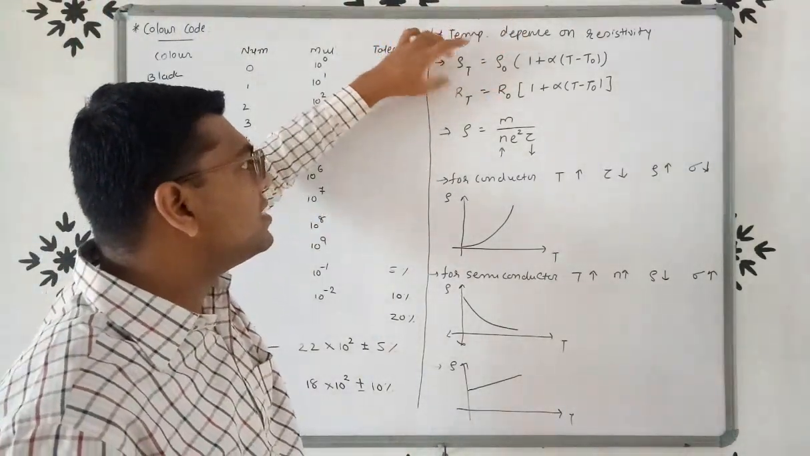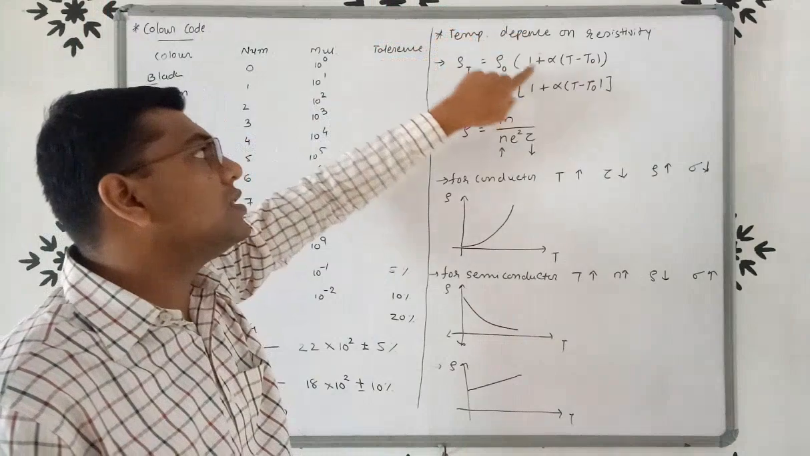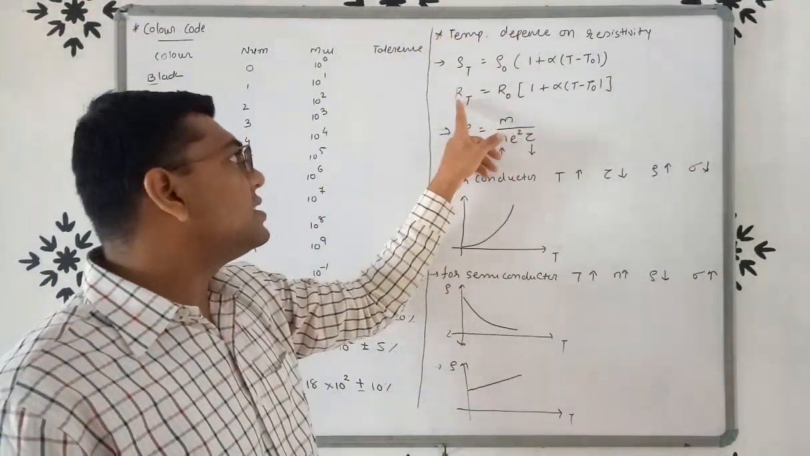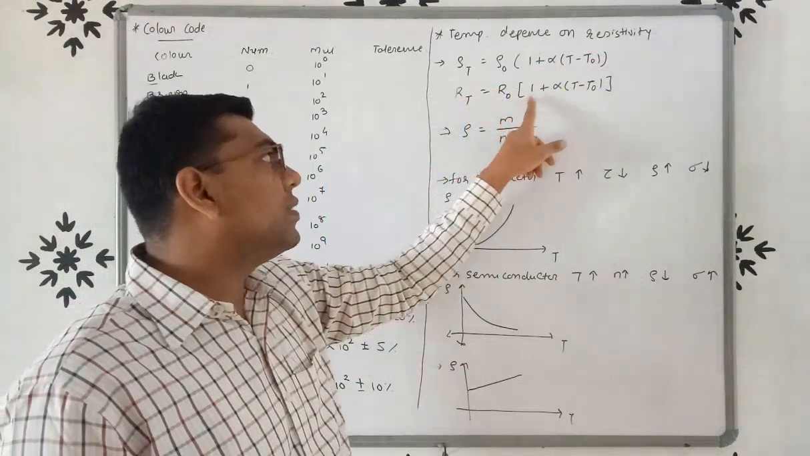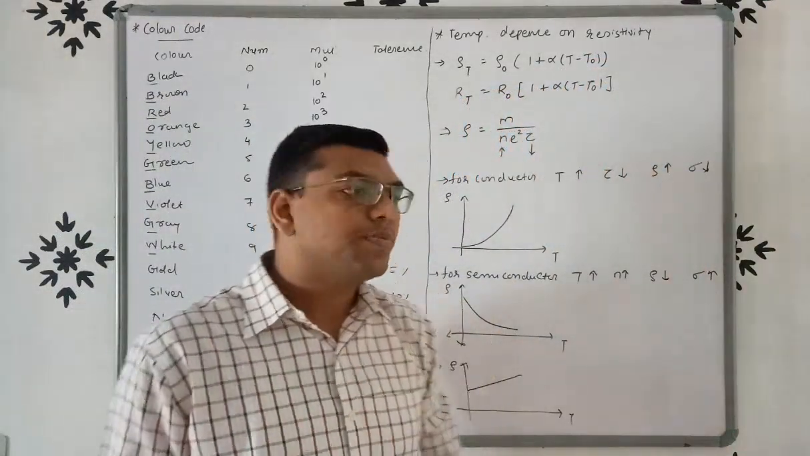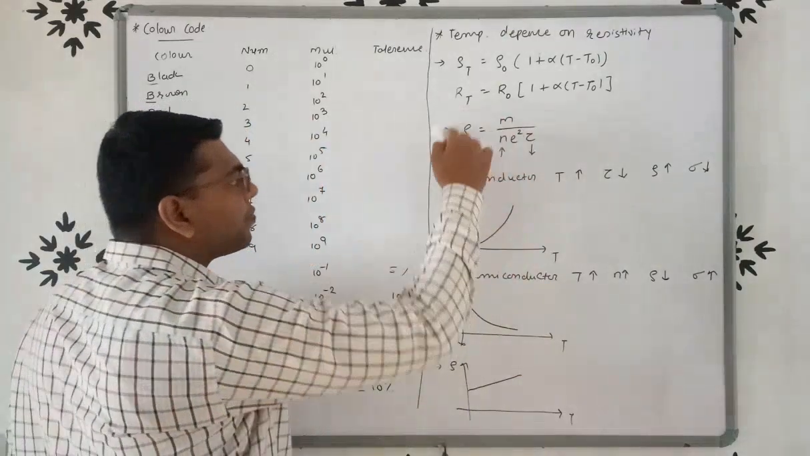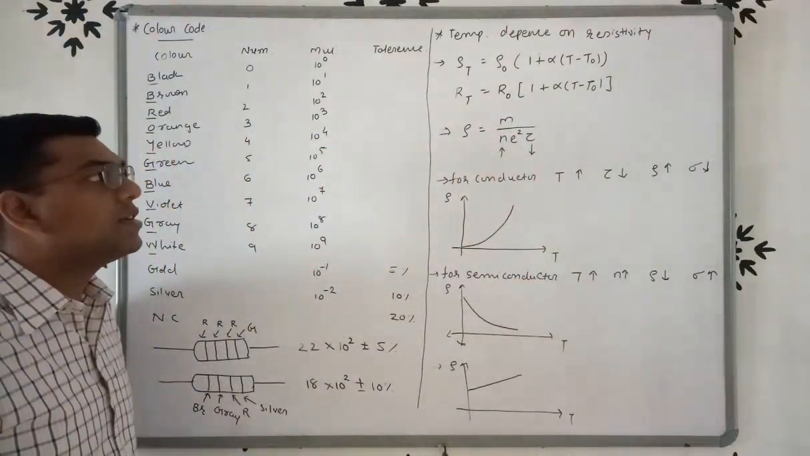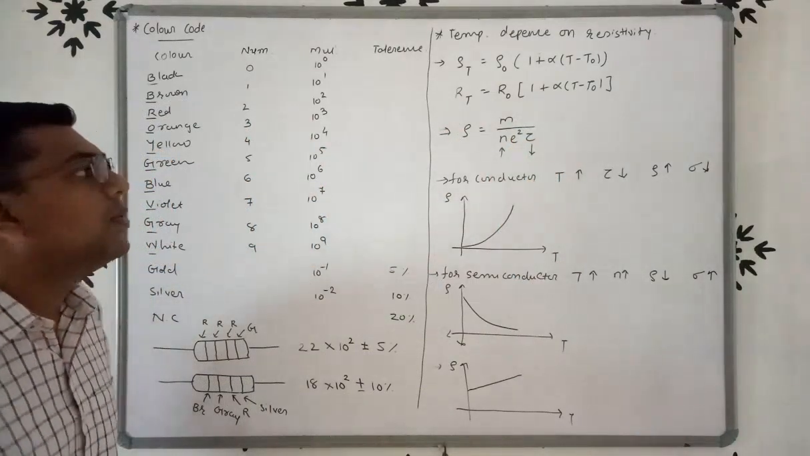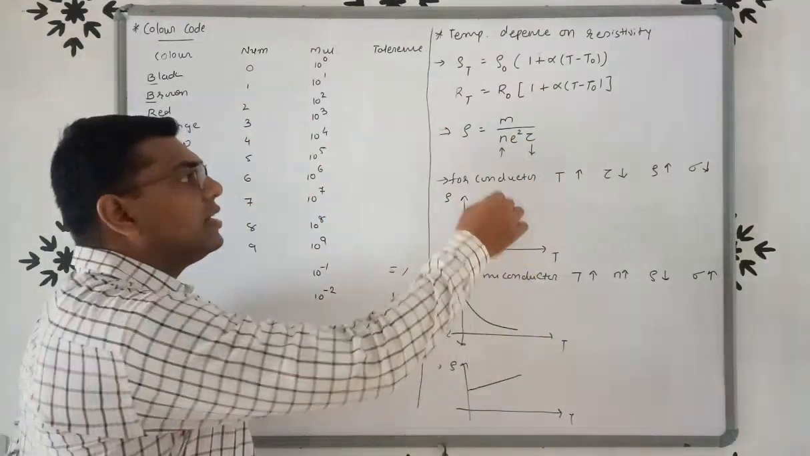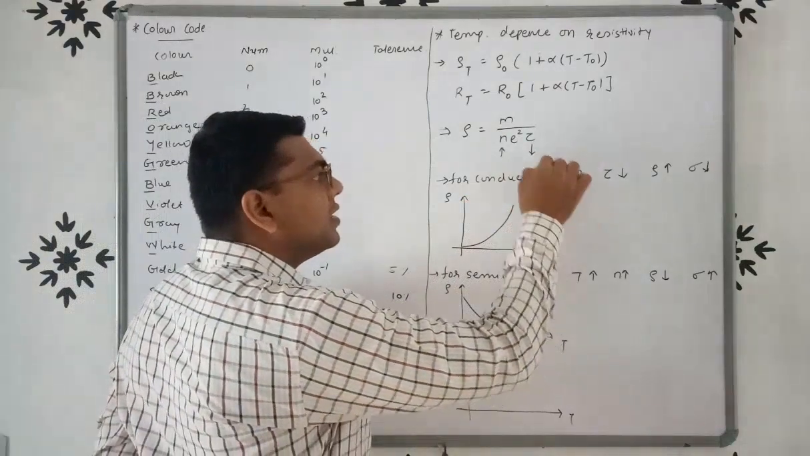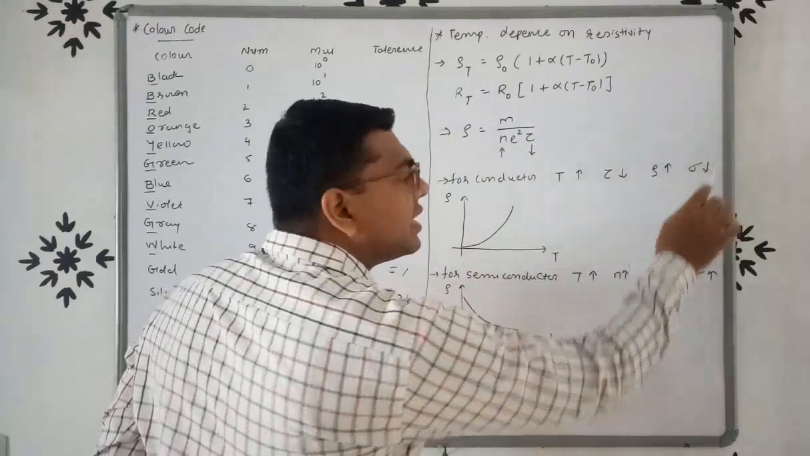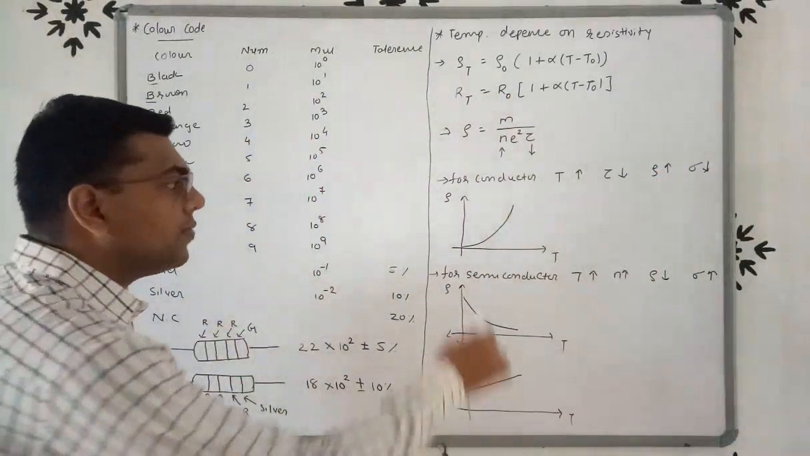You have to remember these two equations: rho t is equal to rho 0 into 1 plus alpha t minus t0, and for resistors RT is equal to R0 into 1 plus alpha t minus t0. Now we already proved this equation of resistivity: rho is equal to m by n e square tau. So for a conductor, as temperature increases, relaxation time decreases, resistivity increases, and conductivity decreases. So the graph is like this.